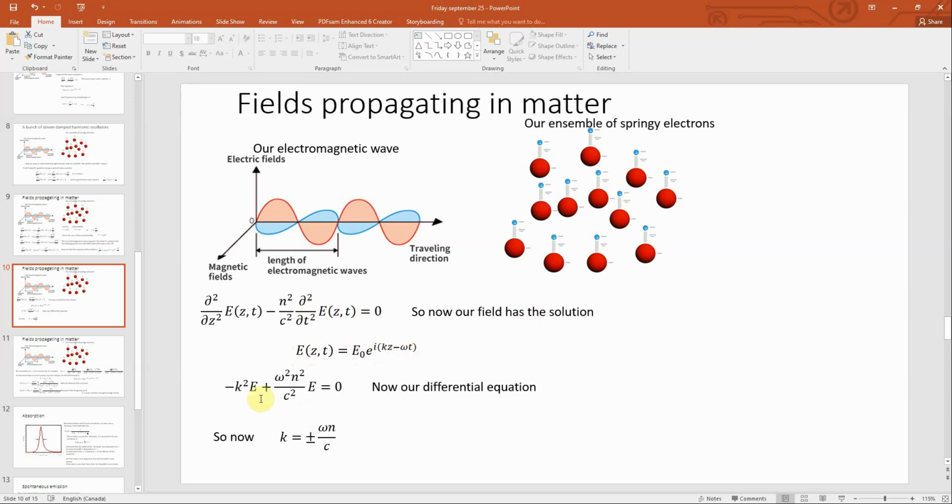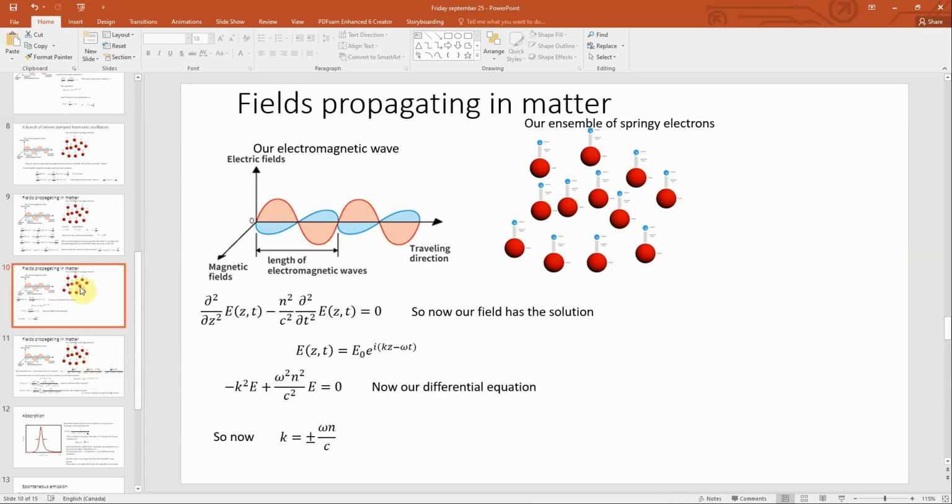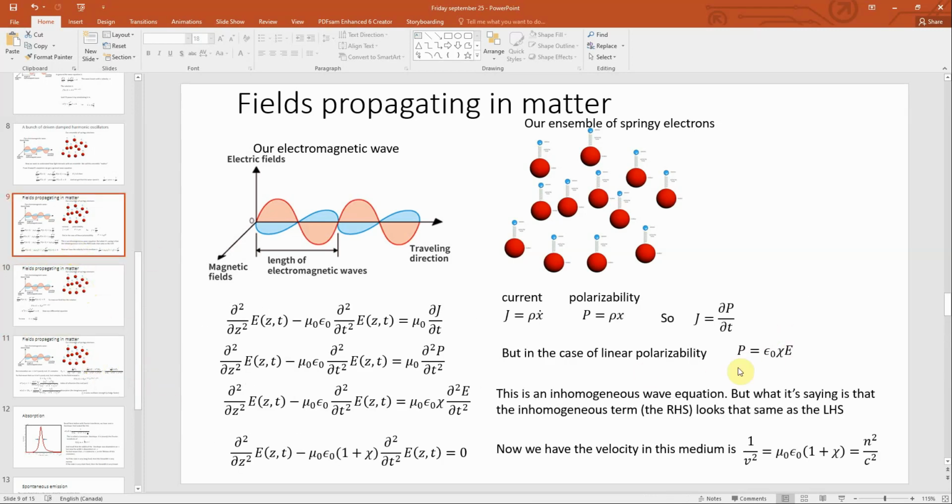Now our differential equation is going to be, again just like before, negative k squared E plus omega squared n squared over c squared E is equal to 0. And so what that tells us is that k, this wave vector, is equal to plus or minus omega n over c. So this is just like what we had before for our wave, but now the velocity is dependent on this index of refraction n, and we get that the wave vector is equal to omega over c times n. Okay, so that's what happens if we only look at the real part of the polarizability here.